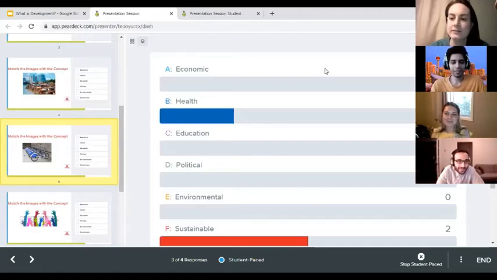I chose health because using bicycles for commuting is a much healthier way to commute between your work and living place. Okay, good. And how about someone who chose sustainable? Why?